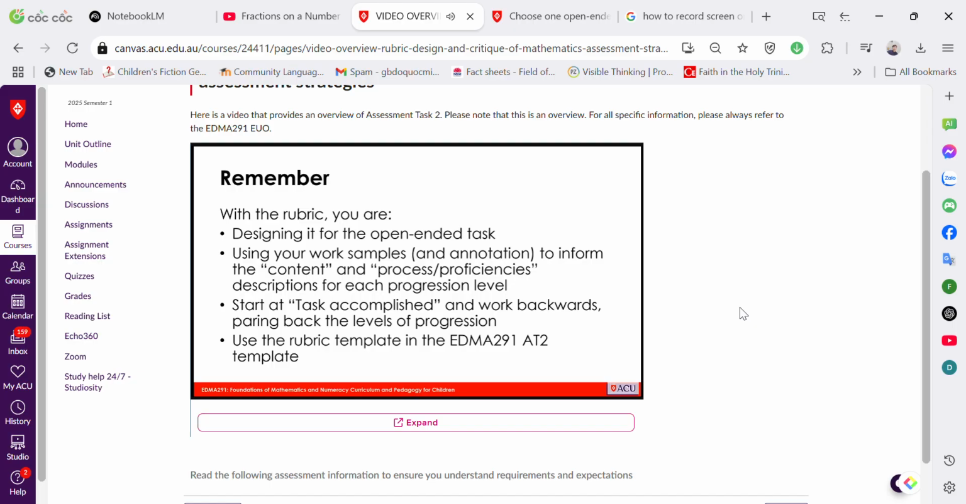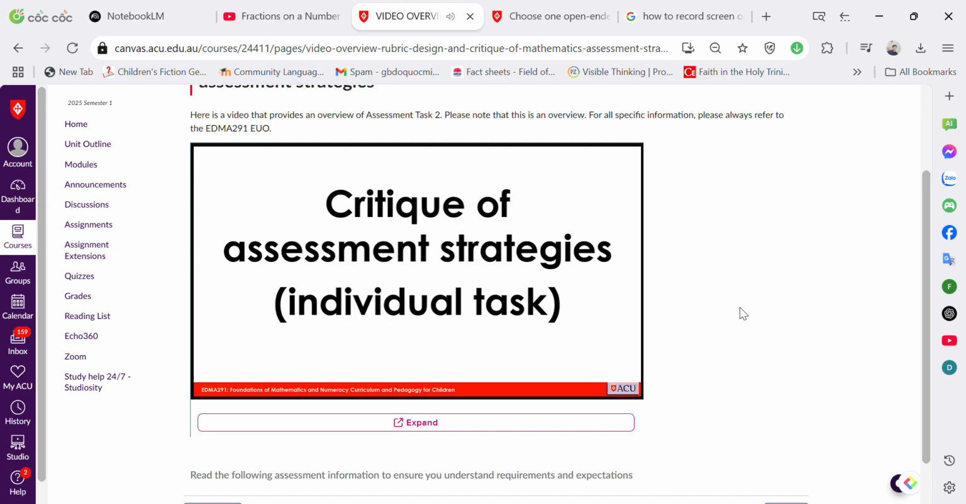You will have multiple descriptors in each of the cells. It's not just a sentence, it's not just a word. You're going to have some multiple descriptions there because you want to bring the teacher's attention to what to look for at each of the progressions in your rubric.